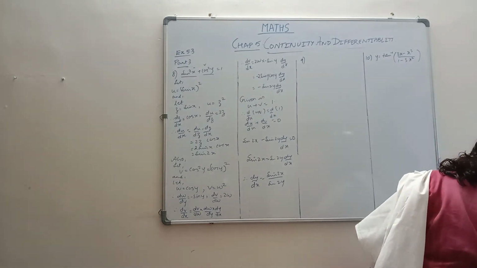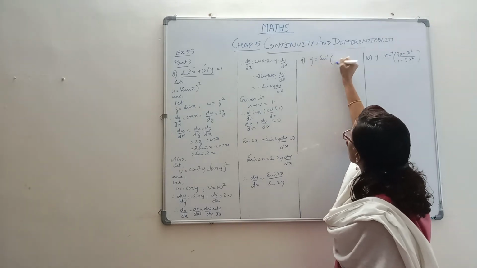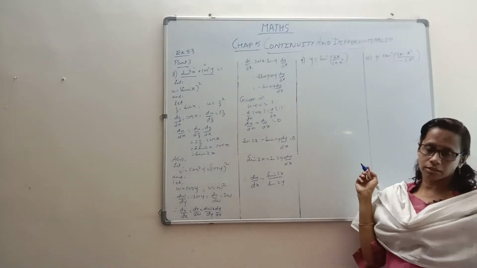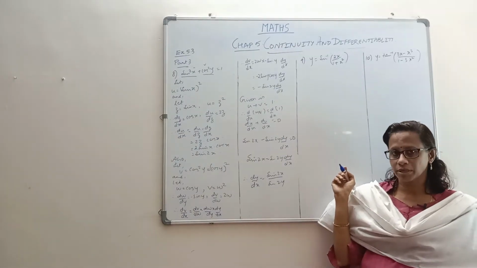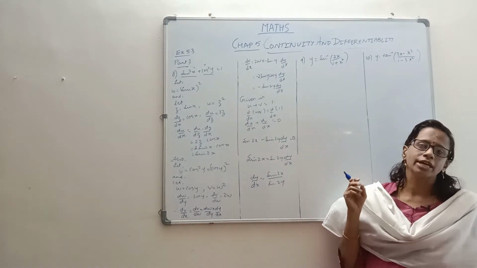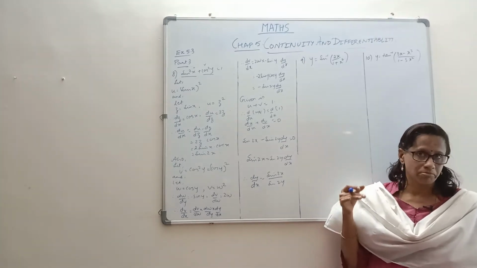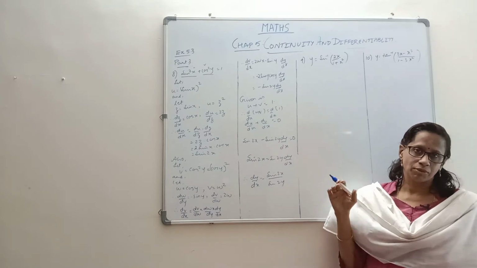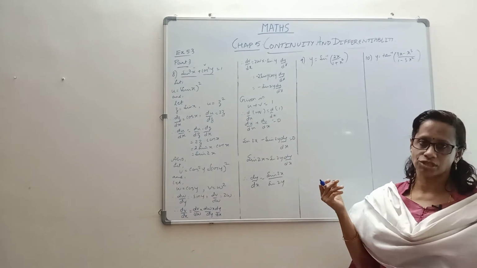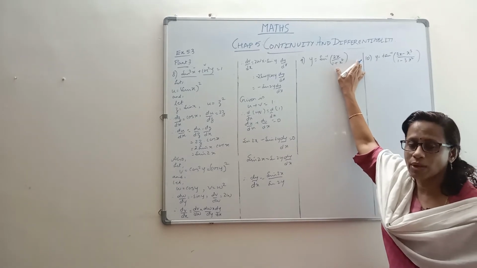Y is sin inverse of 2x by 1 plus x squared. Now in all these kind of implicit function problems where we have inverse trigonometric functions coming, this works excellent if you do a proper substitution. Substitute x as some other function so that your function becomes simpler and it becomes easier to find the derivative. That's our strategy, right? In this case, we have this familiar 2x by 1 plus x squared.